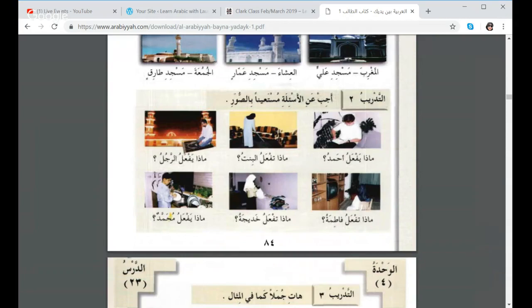Matha tefalu Fatimatu? She's watching TV. Start with the verb. Tashahadu. Then the subject. Who are we talking about? Fatima. And what's she watching? Al-Tilfaz. Very good. Excellent.